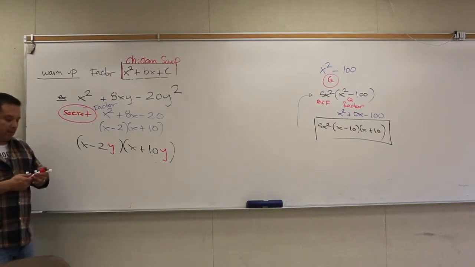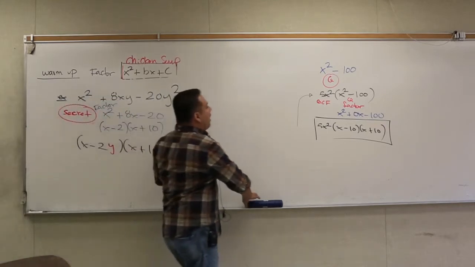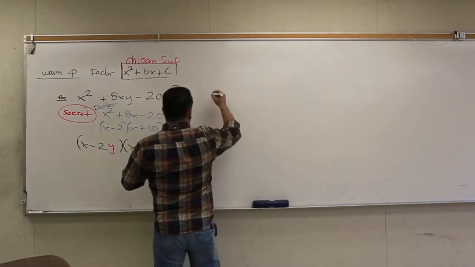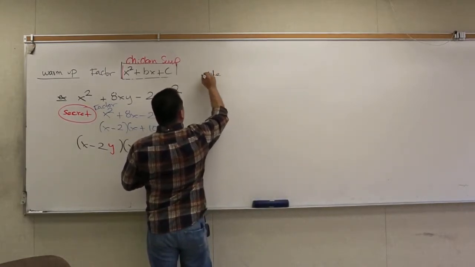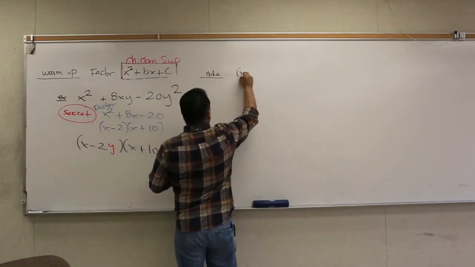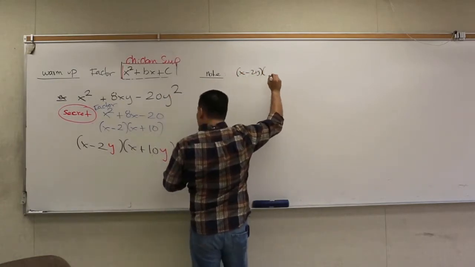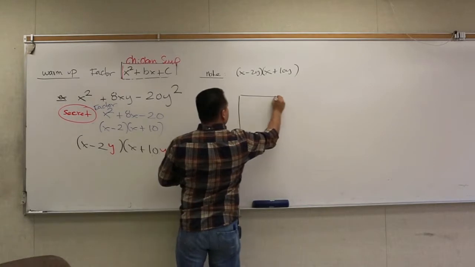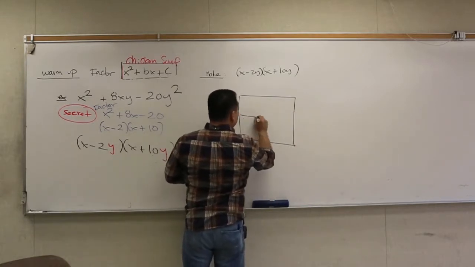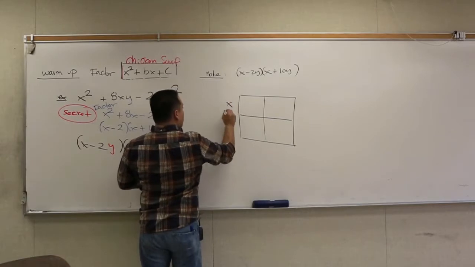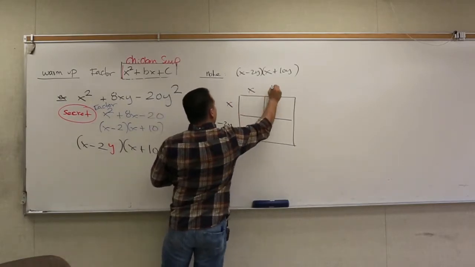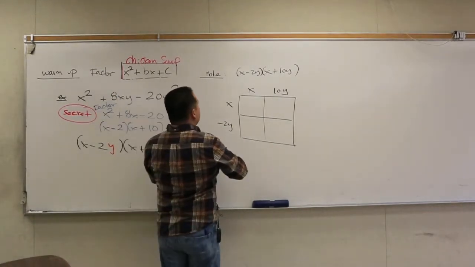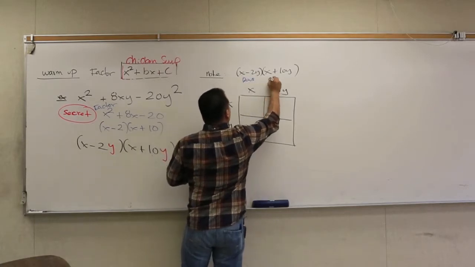Yeah, let me show you why. Note. Let's show you why this works. Remember, what was factoring again? It was the reverse of FOIL. So let's note that if I take x minus 2y times x plus 10y. Wasn't this FOIL? Let's go through the process of FOIL. This is my rows. Here's my columns, okay?